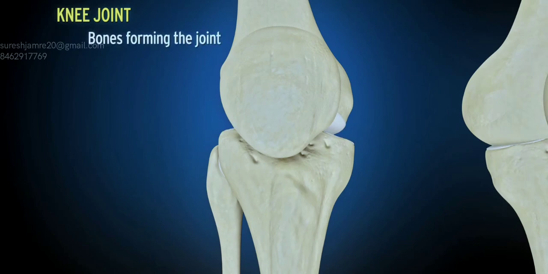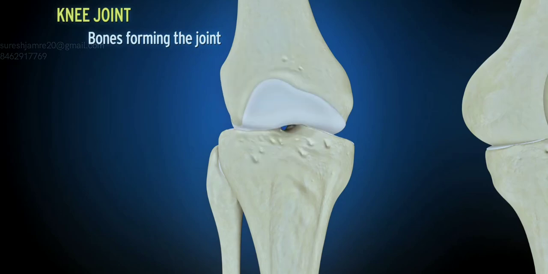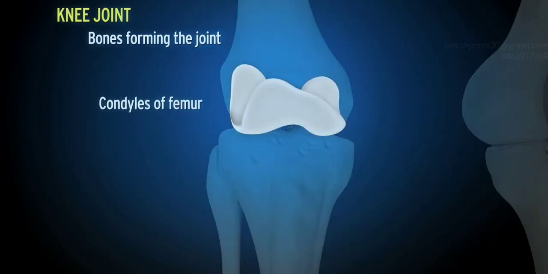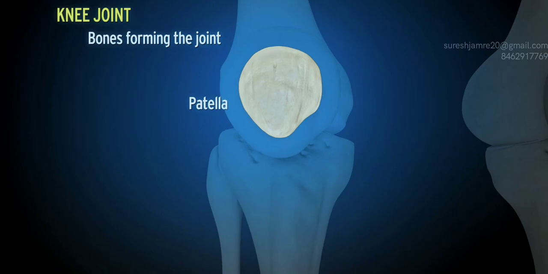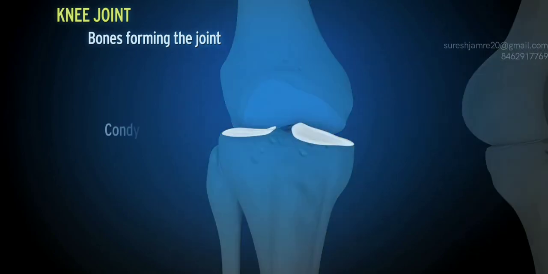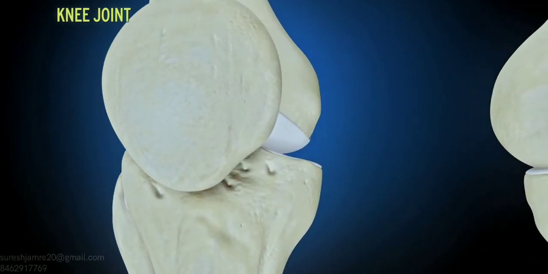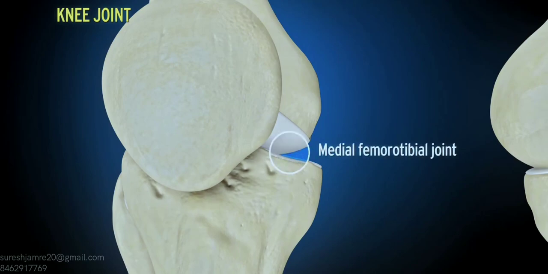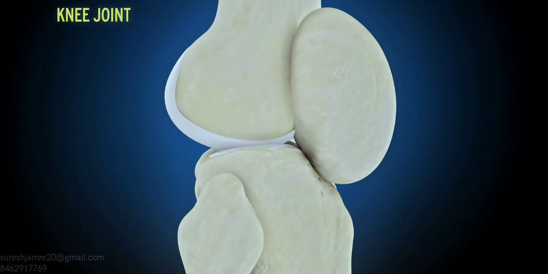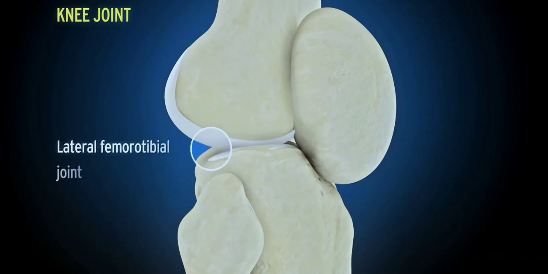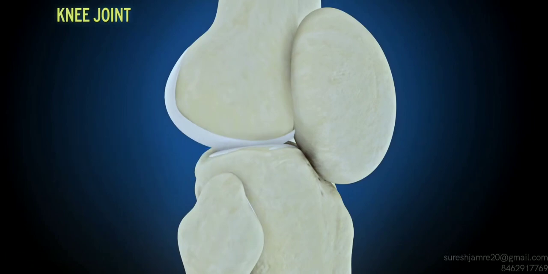Bones forming the joint. Knee joint is formed by condyles of femur, patella, and condyles of tibia. Knee joint includes medial femorotibial joint and lateral femorotibial joints and femoropatellar joint.